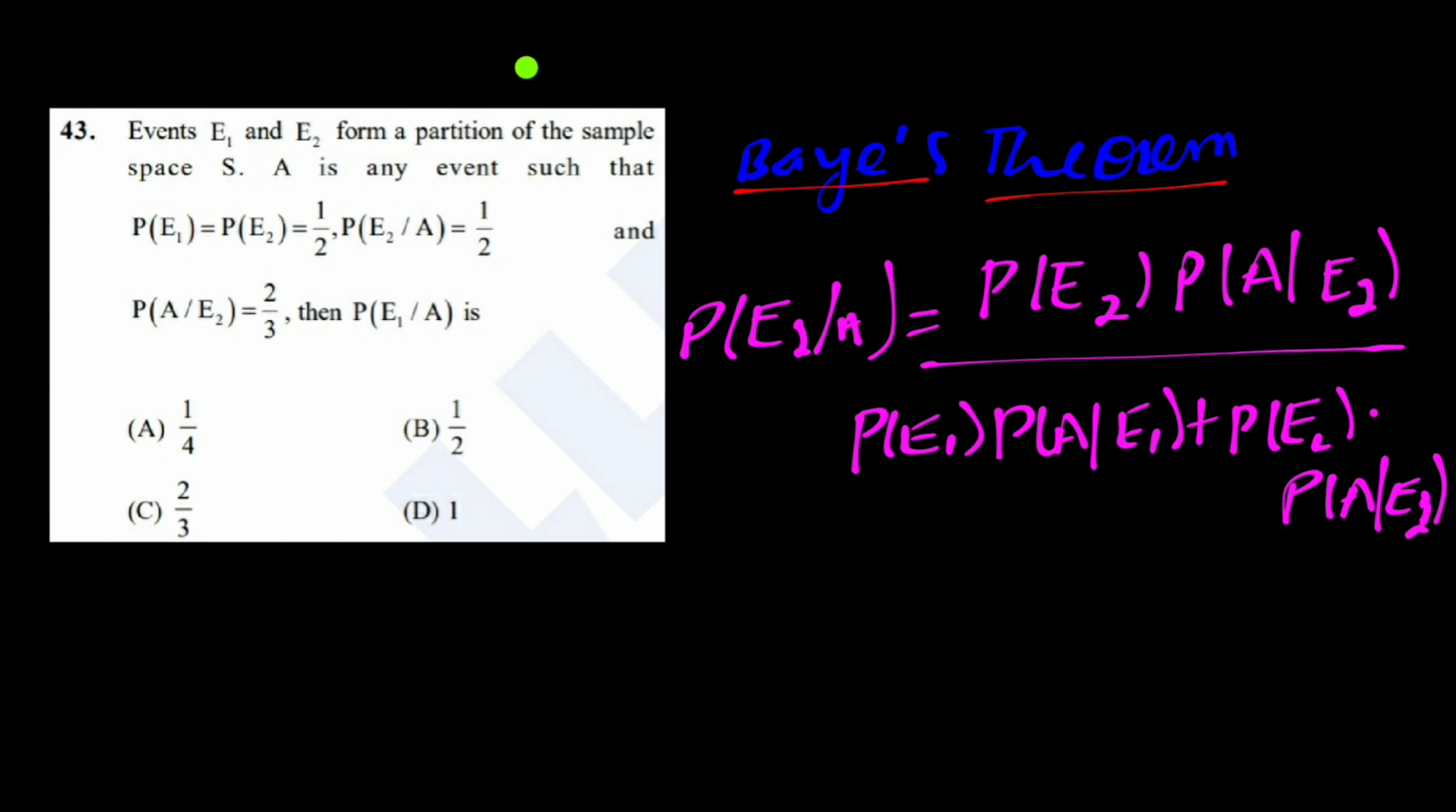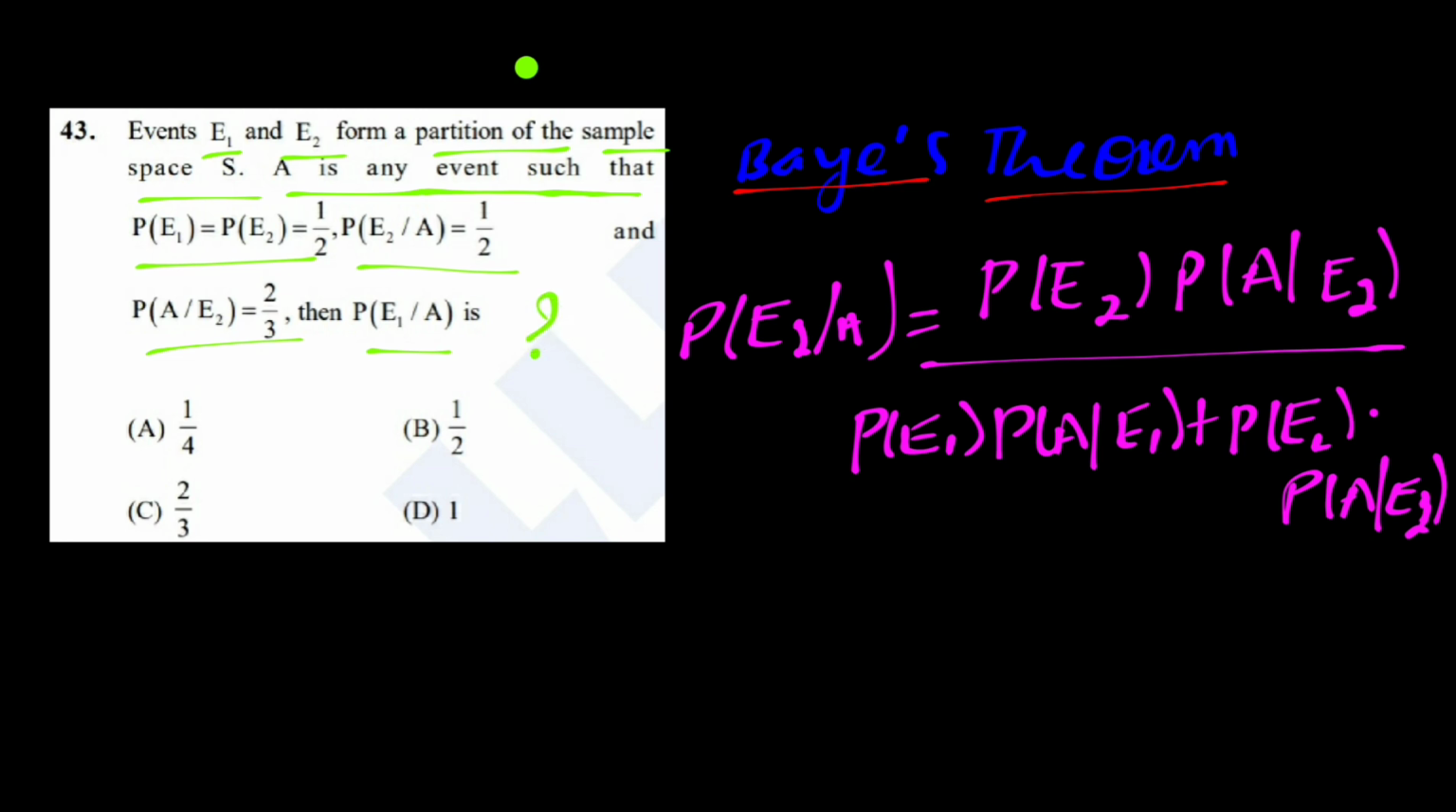Next, problem number 43. Events E1, E2 form a partition of a sample space S. A is any event such that P of E1 equal to P of E2 equal to 1 by 2, and P of E2 by A equal to also 1 by 2, and P of A by E2 is equal to 2 by 3. We have to find P of E1 by A.